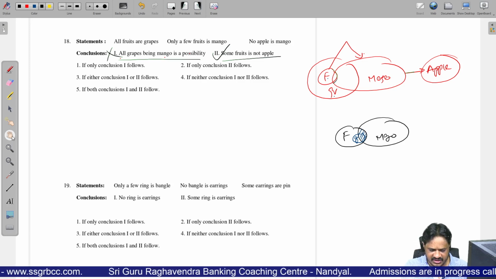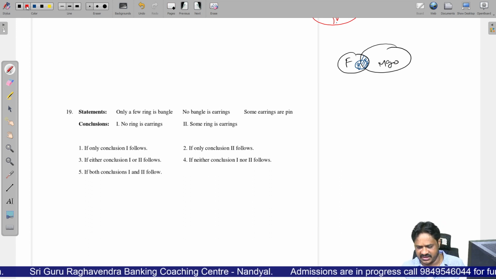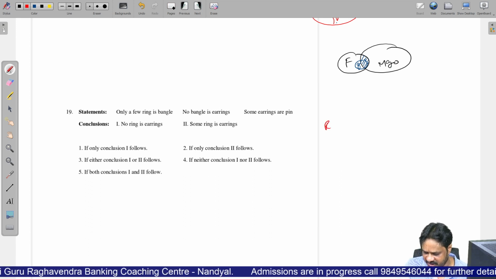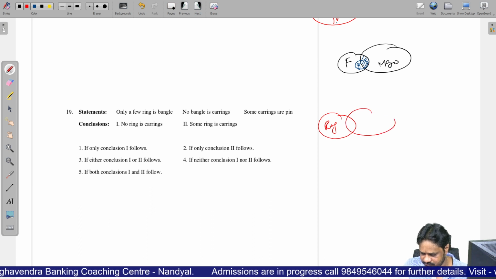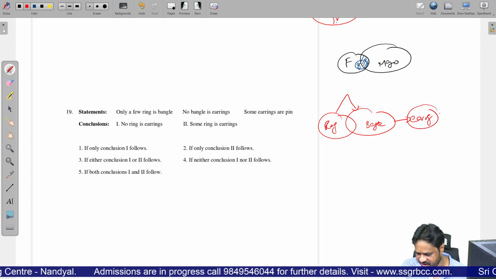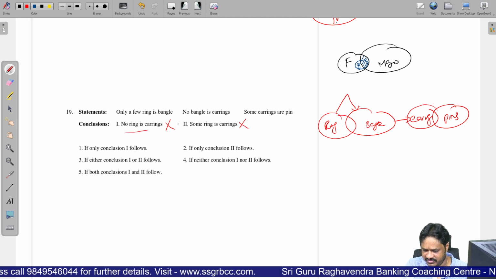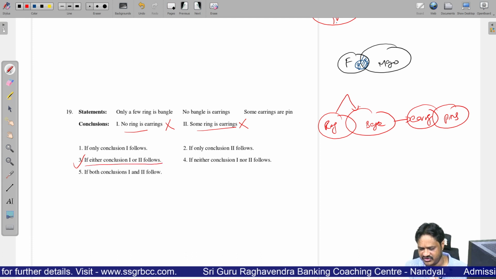Next question, 19th one. Only few ring is bangle. No bangle is earring. Some earrings are pins. No ring is earring does not follow. Some ring is earring does not follow. But these two are called complementary pairs. So then answer is either one or two.